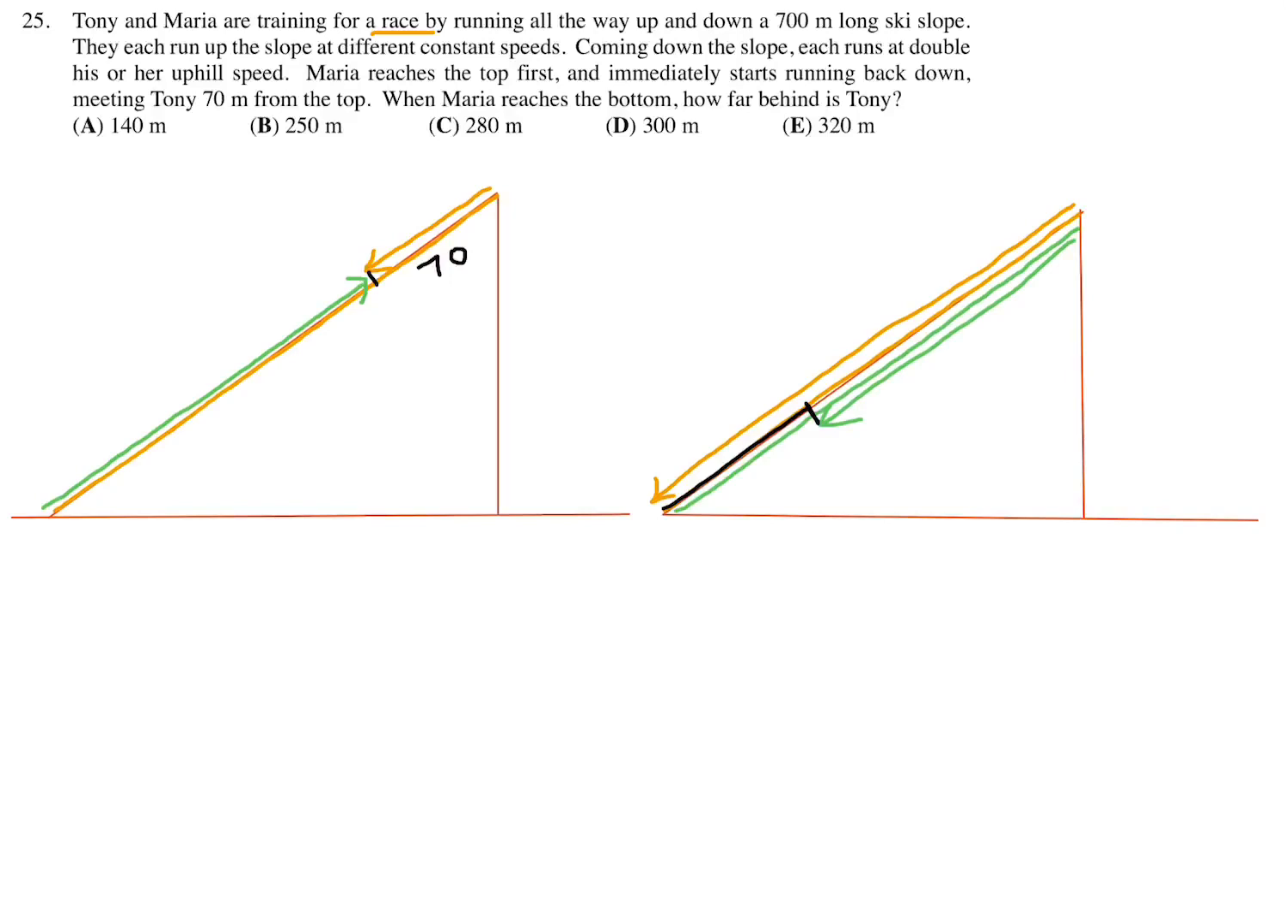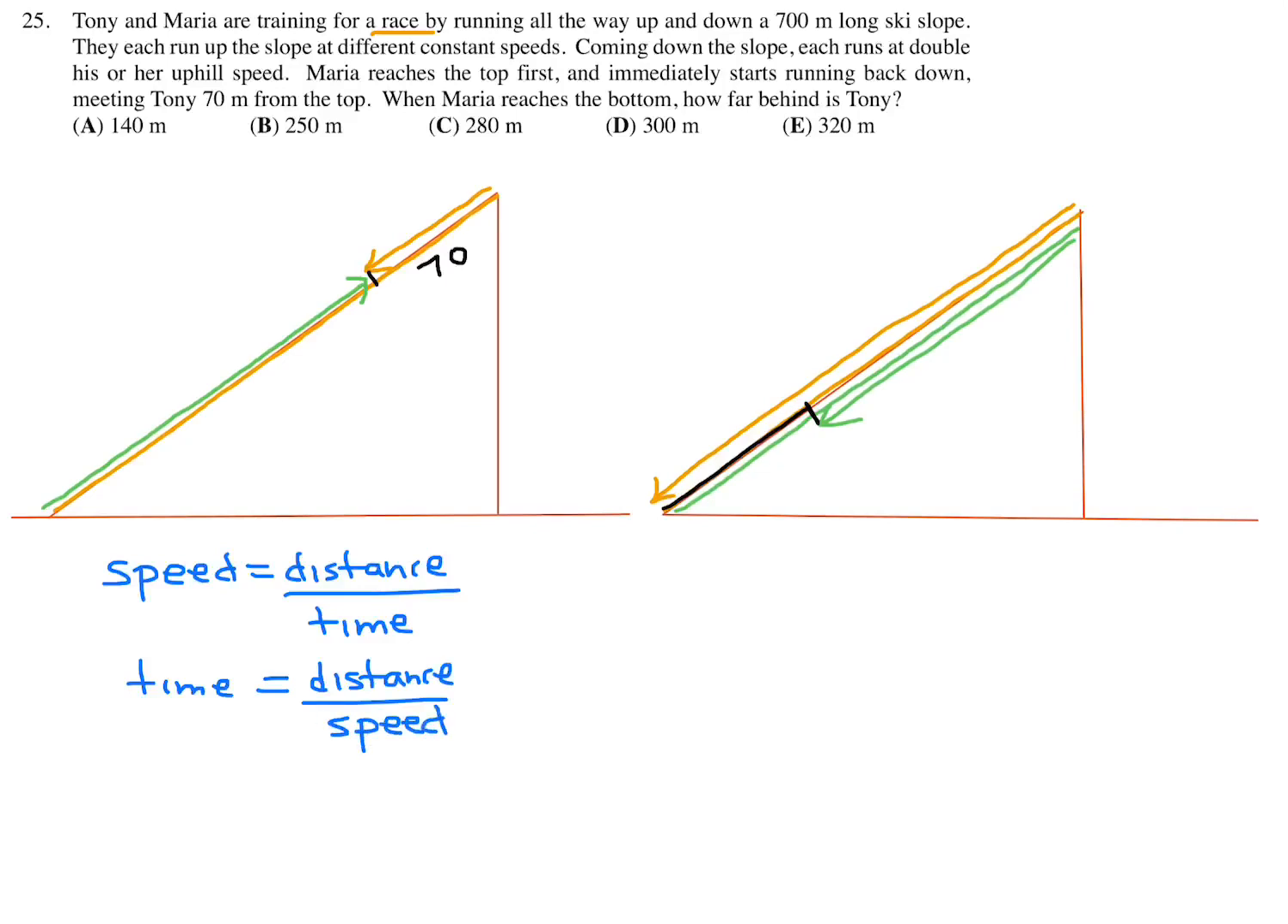Well, there's a very important formula: speed is equal to distance over time, right? For example, they always say kilometers per hour or meters per second. Now this can be changed in any way you want. You can make it time is equal to distance over speed, and so on. So we will definitely need to use this formula. Now, the first thing, of course, is we have Maria and we have Tony. This scenario right here, let's concentrate on that. So scenario number 1.